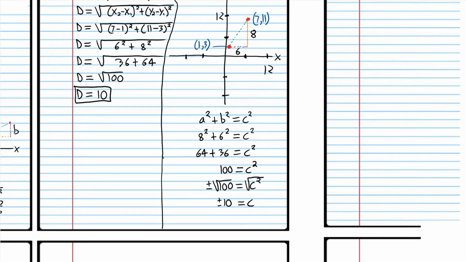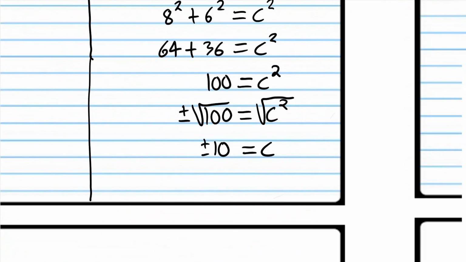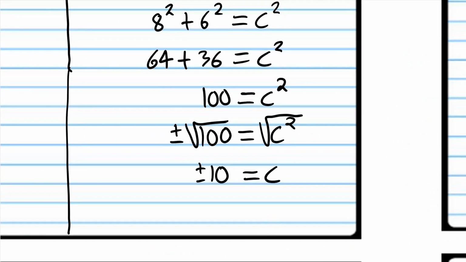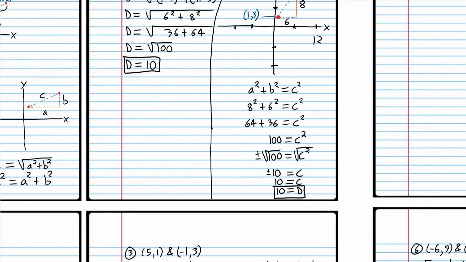But there's no such thing as a negative length. This length cannot be some negative number. So even though in an equation with a square on the variable you usually put a plus or minus when you square root, we can just leave it as positive 10. So c equals positive 10, and then I can change c to d, because remember, we're looking for the distance, and we are done. Distance is 10. And you can see that we got the same answer as with the formula method.